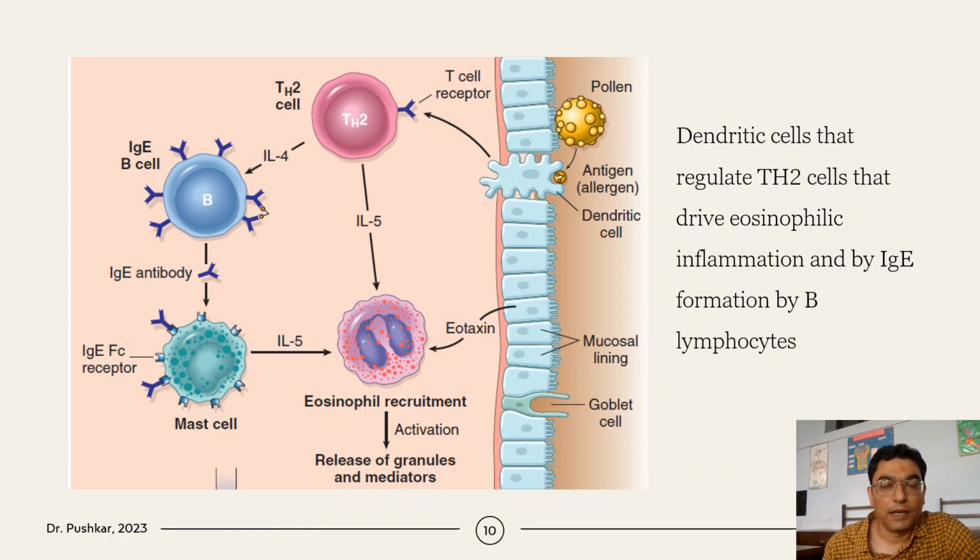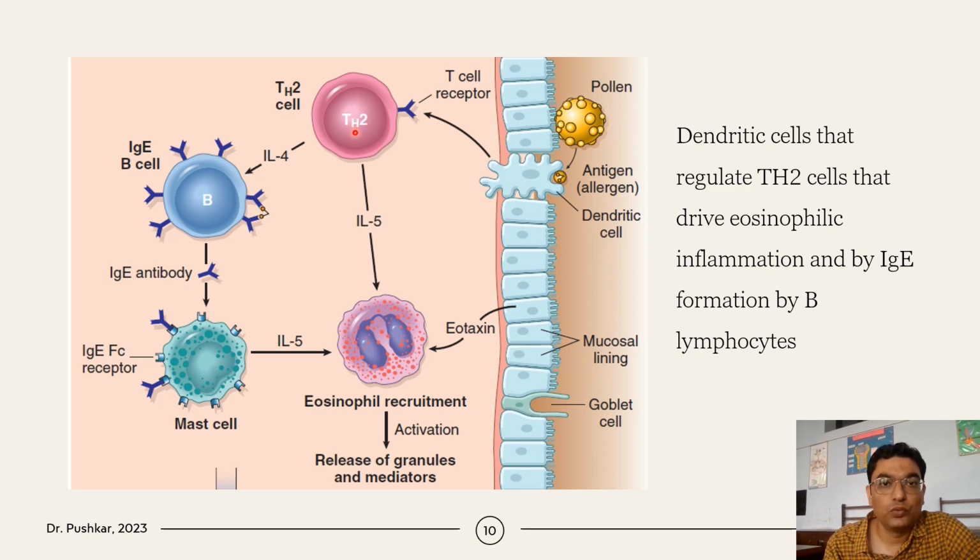So here is the party that will start when the pollen enters. A very important allergen, when it enters, it will activate the dendritic cells. So the dendritic cells are very important here. When the dendritic cells are stimulated, they regulate the T helper 2 cells.